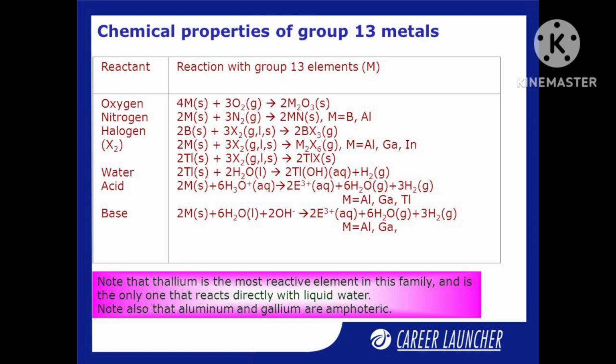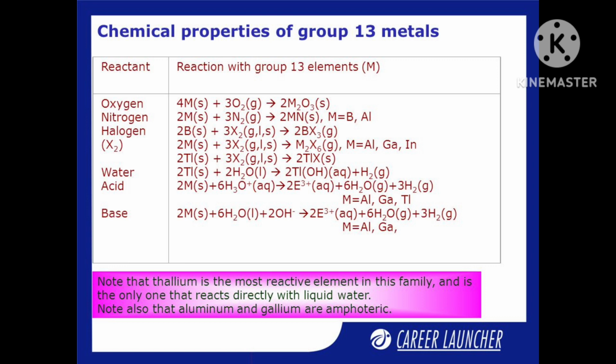For example, trichlorides on hydrolysis in water, meaning H2O will break into H and OH. For example, the trichloride ion hydrolyzes in water and forms tetrahedral M(OH)4 minus. M means metal. It will form a tetrahedral species.